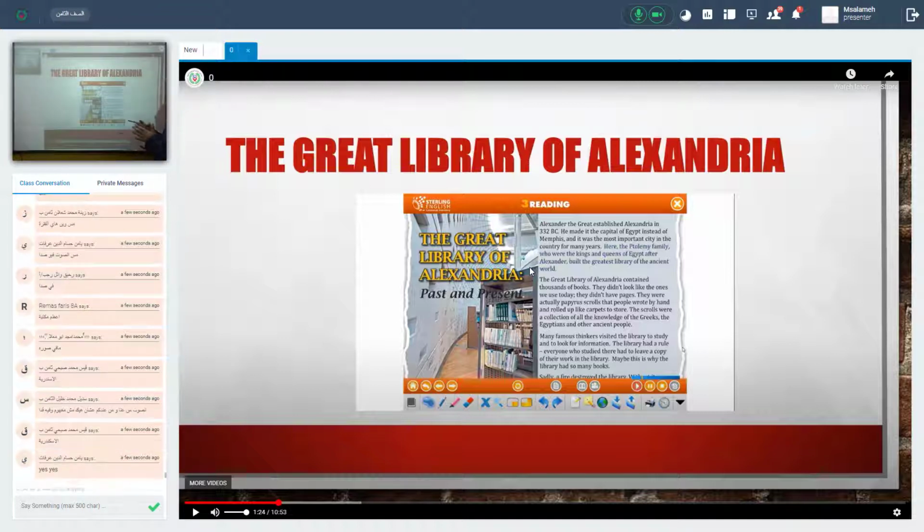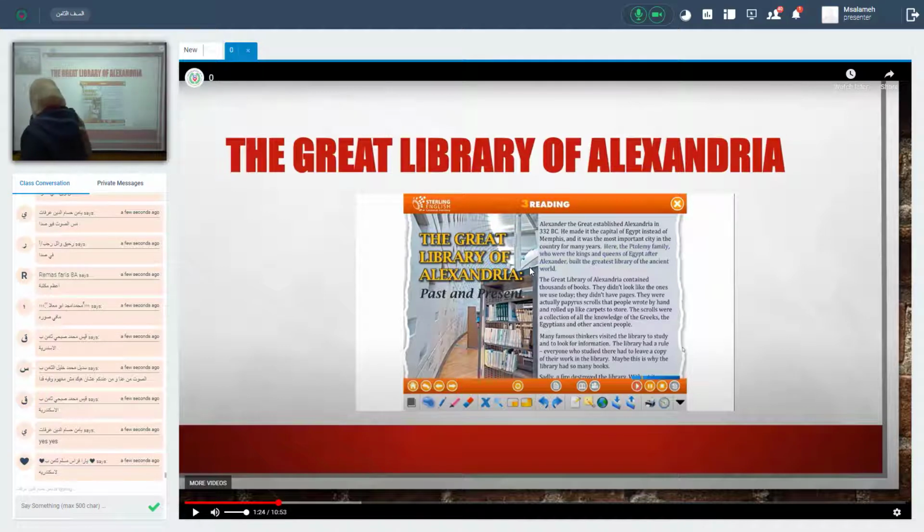Alexander the Great established Alexandria in 332 BC. He made it the capital of Egypt instead of Memphis. And it was the most important city in the country for many years. Here, the Ptolemy family, who were the kings and the queens of Egypt after Alexander, built the great library of the ancient world.